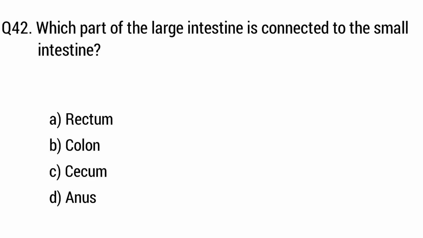Question 42. Which part of the large intestine is connected to the small intestine? Option A rectum, B colon, C cecum, D anus. But the right answer is option C cecum.